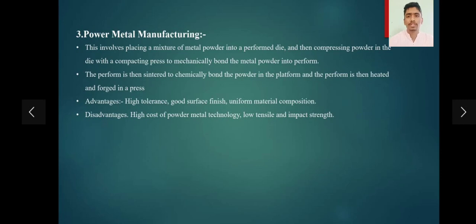Third is powder metal manufacturing. This involves placing a mixture of metal powder into a performed die and then compressing the powder. The preform is then sintered to chemically bond the powder in the preform, and then the preform is heated and forged in a press. Advantages of powder metallurgy are high tolerance, good surface finish, uniform material composition. Disadvantages of powder metallurgy are the high cost of powder metal technology, and low tensile and impact strength.